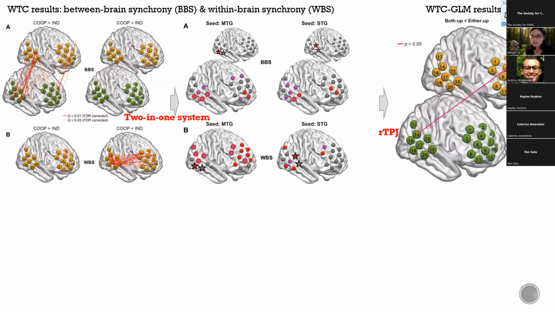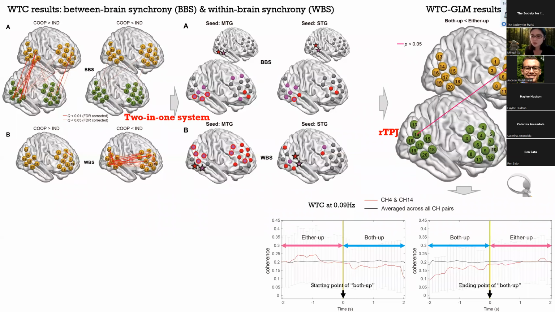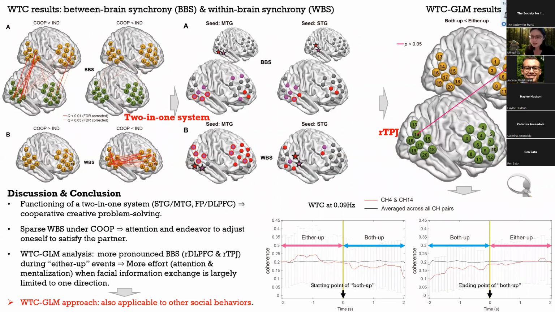GLM analysis uncovered that between-brain synchrony of right DLPFC and right TPJ was significantly correlated with face-up events. Considering the functional roles of these regions, this synchrony indicates that more effort is necessary when facial information exchange is limited to only one direction.